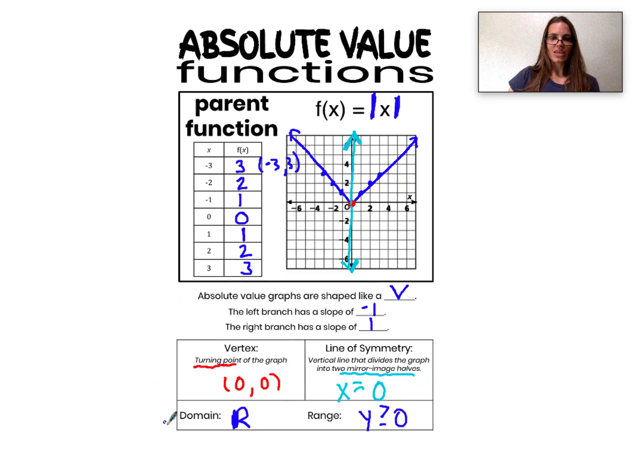Again, these are the characteristics of one specific absolute value function, the absolute value parent function, f of x equals the absolute value of x. As you learn more about absolute value functions, each of those functions will have its own table, its own graph, its own vertex, its own line of symmetry, its own left and right branch slope, domain, and range. However, they will all share these common characteristics of being V-shaped, having a vertex, and having a line of symmetry. Domain and range is something we'll discuss a little later.